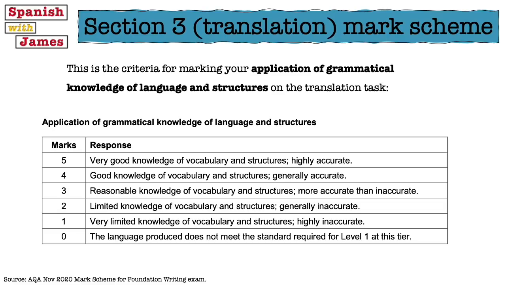So to get 5 out of 5 on this one, you need to demonstrate you've got a very good knowledge of vocabulary and grammatical structures and be highly accurate. That doesn't mean you don't make any mistakes whatsoever, but just that most of the time you've demonstrated that you know your stuff. You might miss an accent here or there. There might be one occasion where you use the wrong article, you put "la" instead of "el", you can still get 5 out of 5 for that.